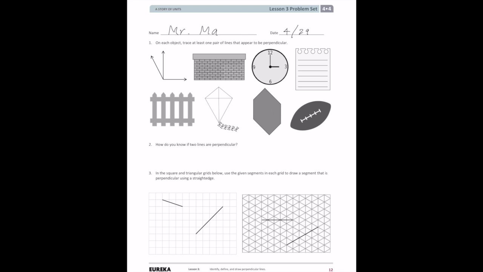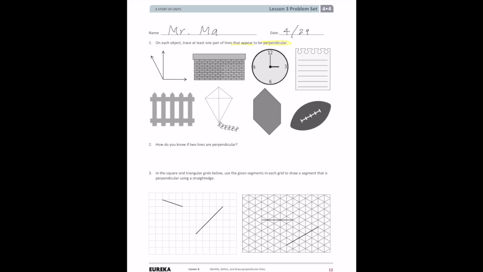Our target or objective is to be able to identify perpendicularity, or things that are perpendicular, using common objects that are familiar to us that we live with. So on number one, it says, on each object, trace at least one pair of lines that appear to be perpendicular. So you're not necessarily using a protractor here, because the word is appear, so they are using your eyes basically. And they are perpendicular. So we're looking for that 90 degrees based on our past experience on the lessons, and also what recommended using a protractor beforehand.